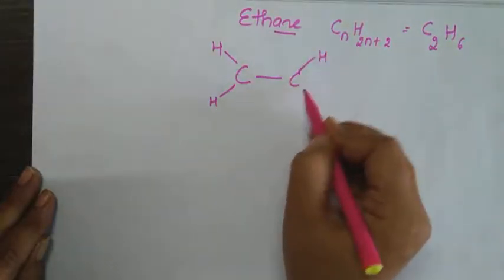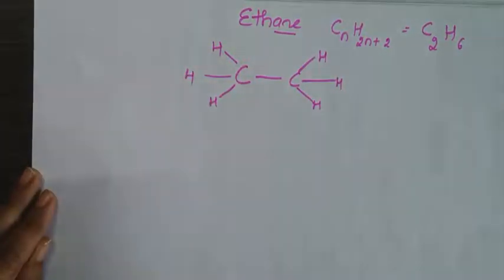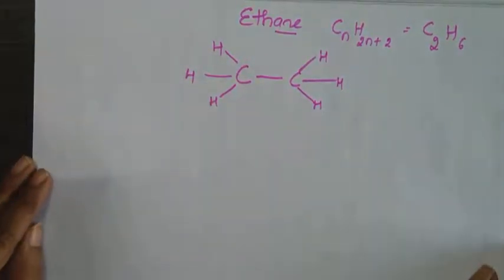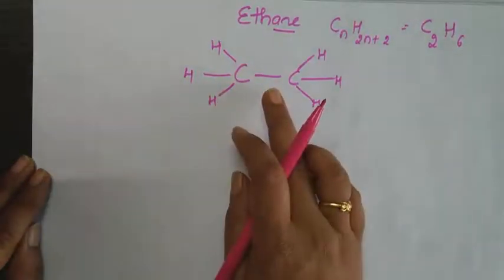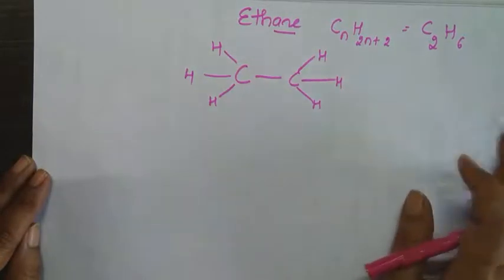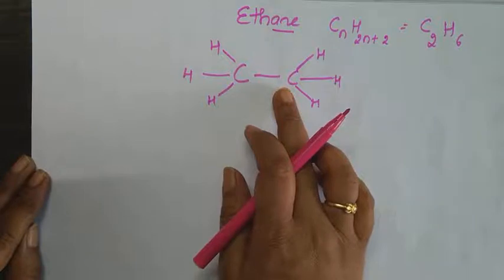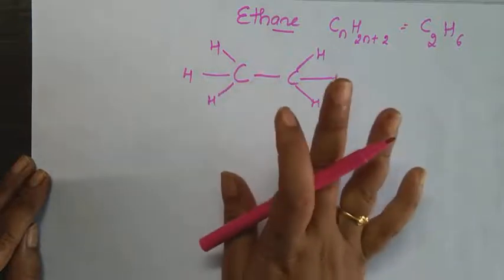And one more hydrogen atom here. Right, this is the structure of ethane. And how many sigma bonds do you have? 1, 2, 3, 4, 5, 6, 7. There are 7 sigma bonds. 1 sigma bond is between carbon and carbon, and 6 more are between carbon and hydrogen.